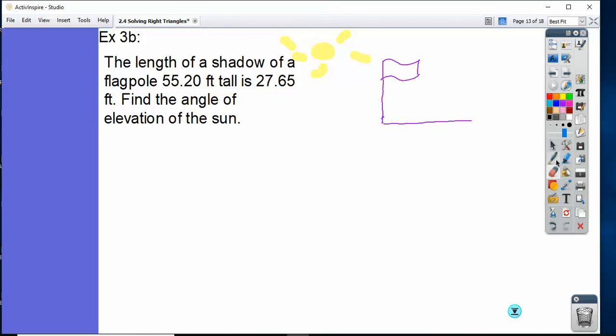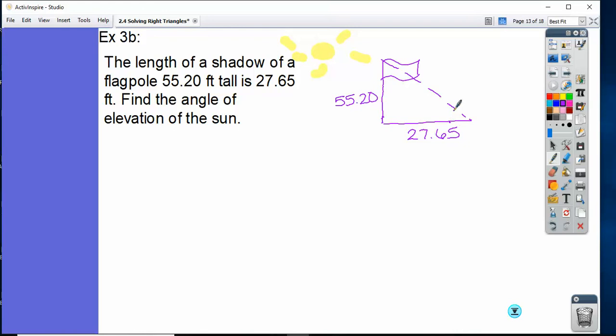Okay. We know that the length of the shadow is what? 27.65, and we know the flagpole is 55.20. So how many significant digits? 4. Find the angle of elevation of the sun. Angle of elevation means from a horizontal up. So is that going to be inside my triangle or not? I'm thinking, there's my angle to the sun from the horizontal. This is the horizontal, it's on the ground.